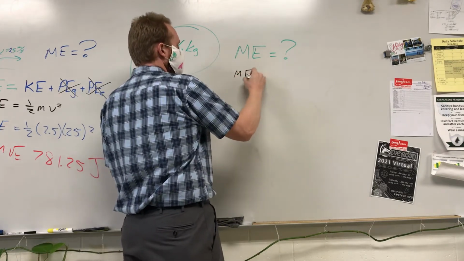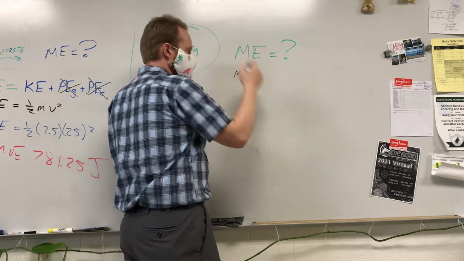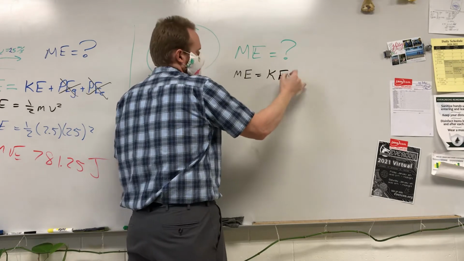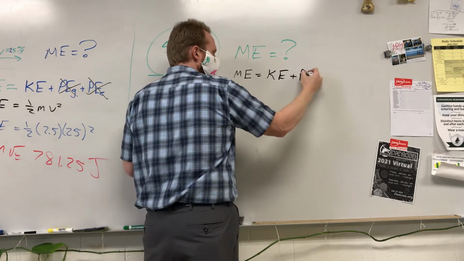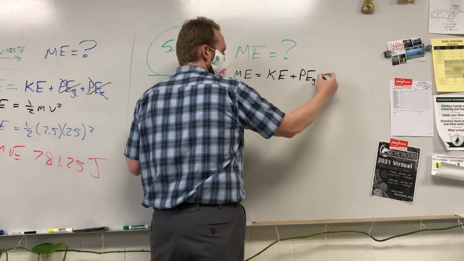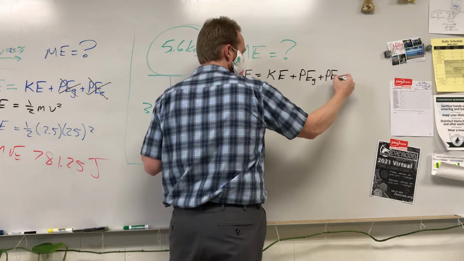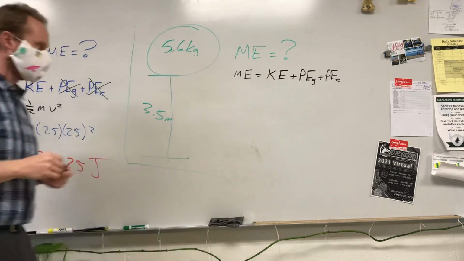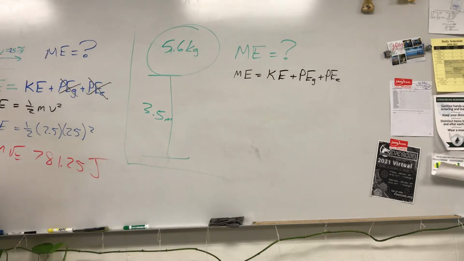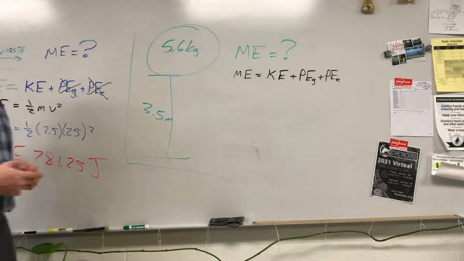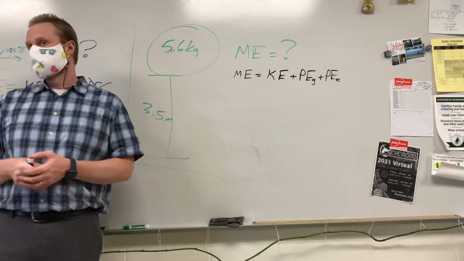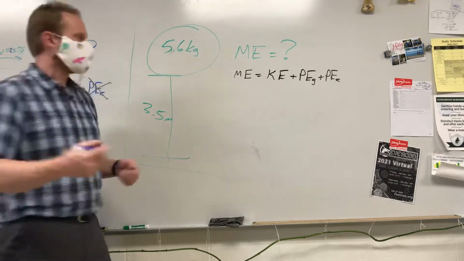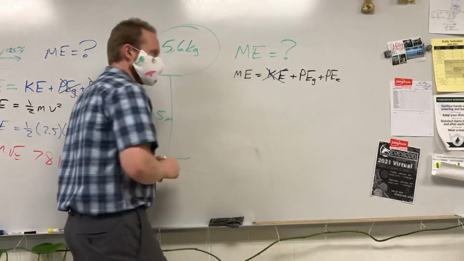How do we determine mechanical energy? We use the equation that says ME is equal to KE plus PEG plus PEE. And some of you are like, do I really need to list all 3? I think you should. It's a good step. It should help us down the road. Now we ask ourselves the questions. Kinetic energy, is it moving? Does it say it's moving? No. Therefore, no kinetic energy.